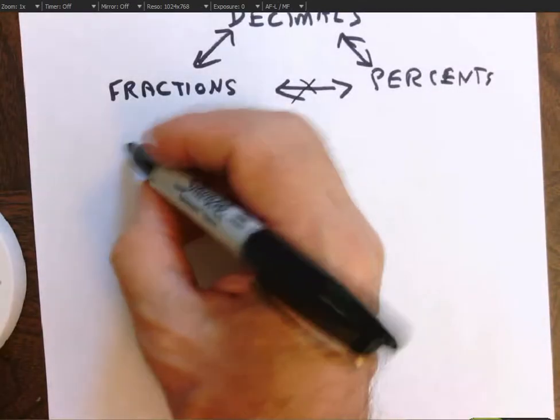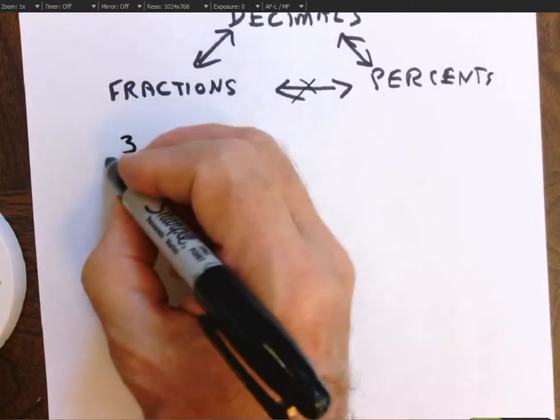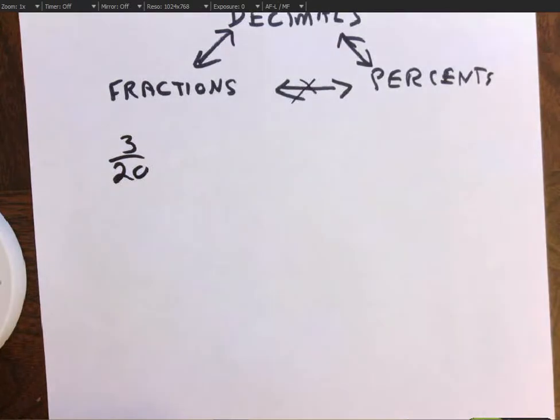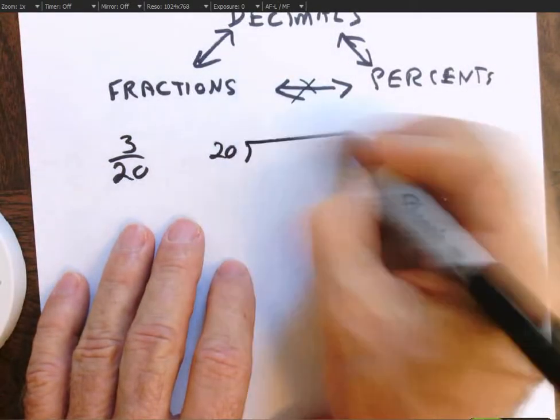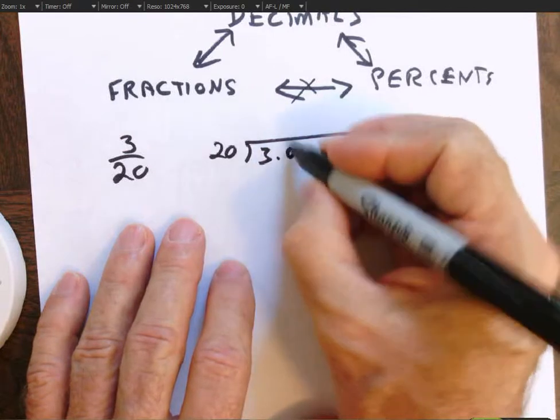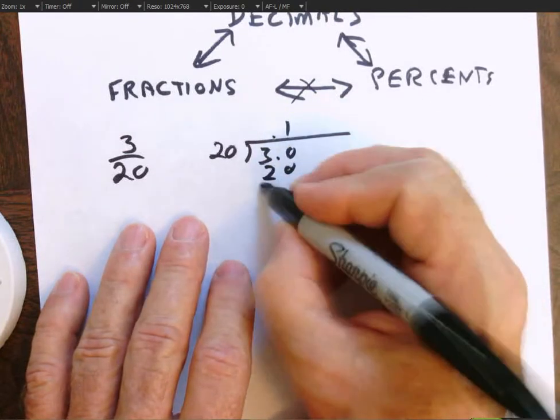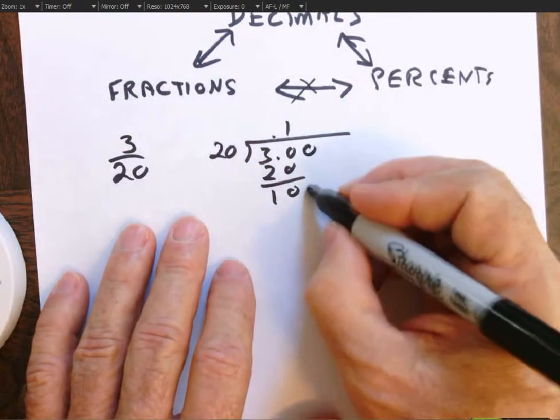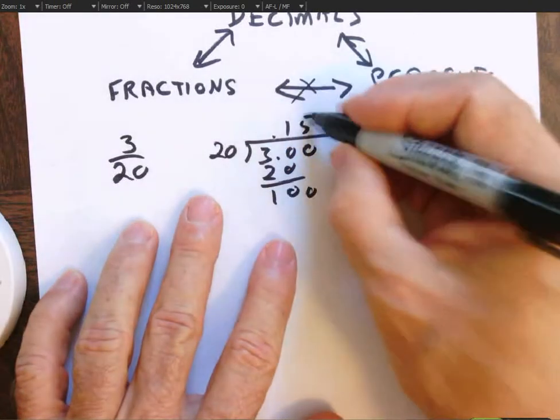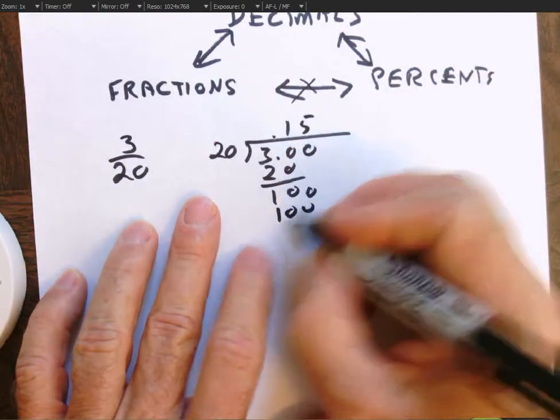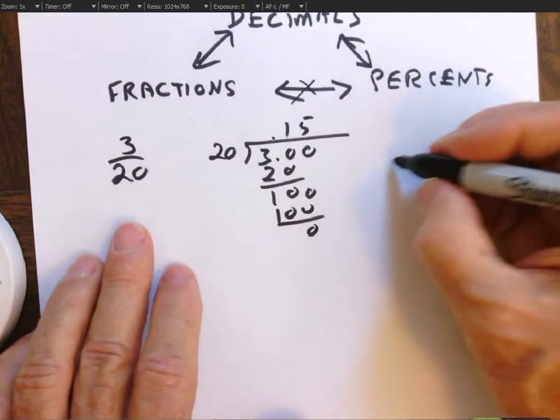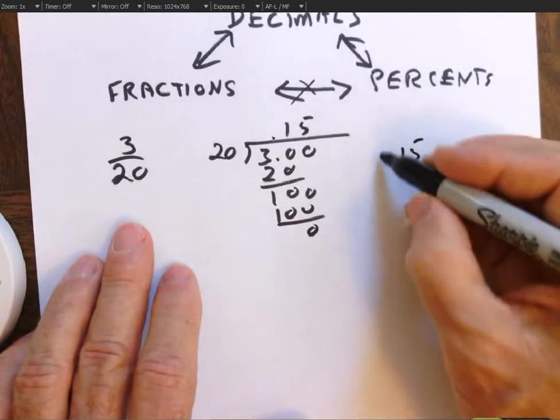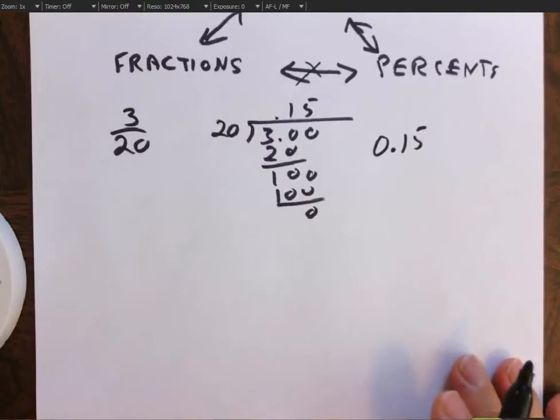Okay, fractions to decimals. Say we have a number like 3/20. This means 3 divided by 20, so all we do is 20 into 3, put a decimal, goes once, 20, 10, goes 5 times. 5 times 20 is 100. No remainder. Okay, so the decimal form of 3/20 is 0.15. And often we put a 0 ahead of time to make it look nicer.